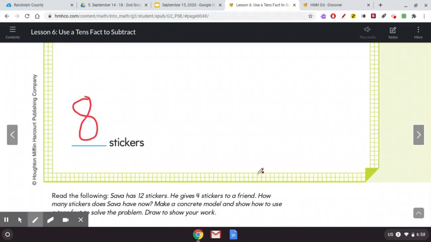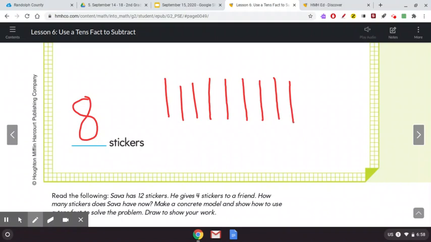So this is what I'm going to do. I'm going to check my work and make sure. So I'm going to do it the hard way. I'm going to do 12 minus 4. 1, 2, 3, 4, 5, 6, 7, 8, 9, 10, 11, 12. 12 minus 4. 1, 2, 3, 4.